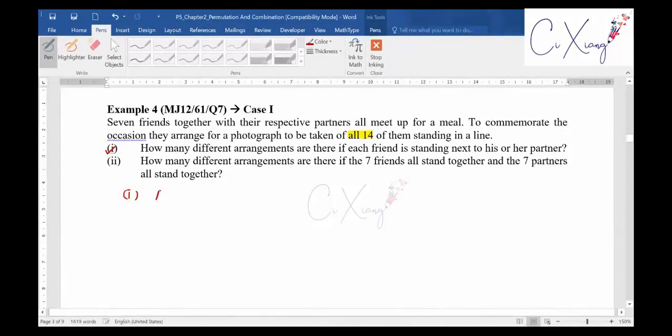That means all the friends are standing in couples because they want to stand next to their partner. So the friend number 1, A1, stands together with the partner A2. Then the next friend B1 stands with the partner B2, and so on, because they must be next to their partner. So you can make sure that he or she with the partner are in a group.